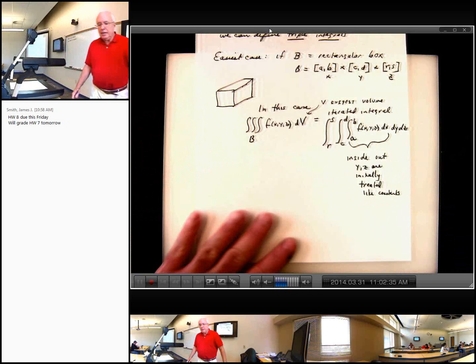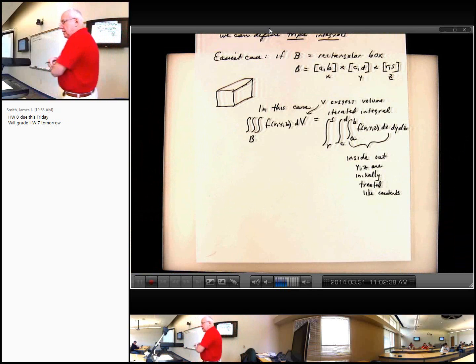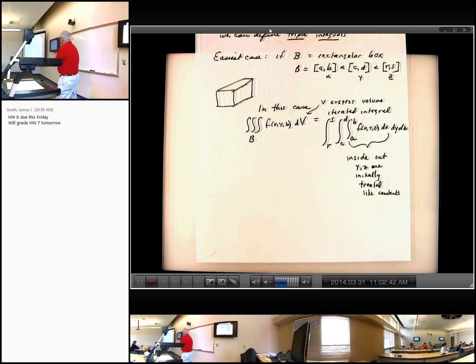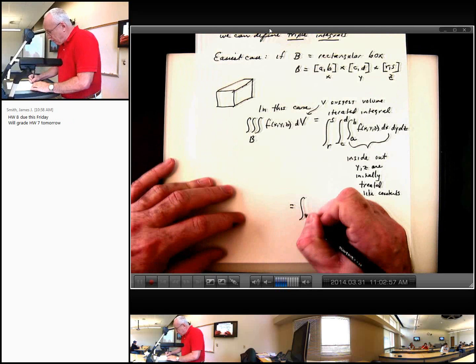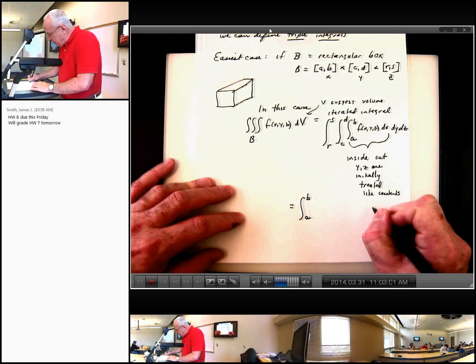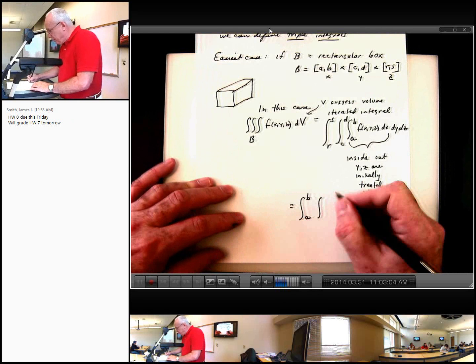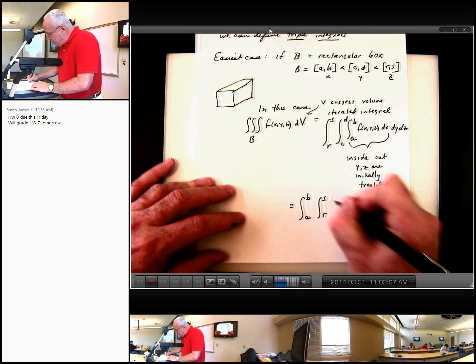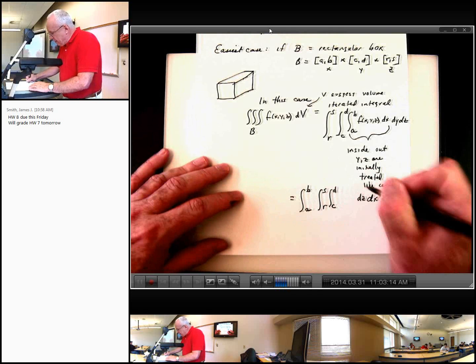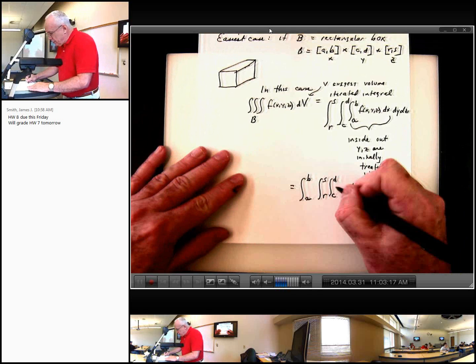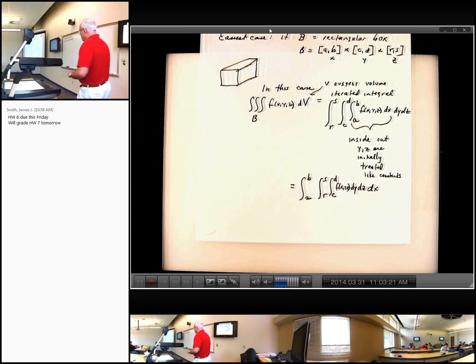Now, by Fubini, as long as the function is continuous, we can do this in orders of integration other than x, y, and z. This triple integral could also be written, say, with the outer one as A to B dx, the next one R to S dz, and the inside one C to D dy, with our function f of x, y, and z. So we can integrate in any order as long as the function is continuous.